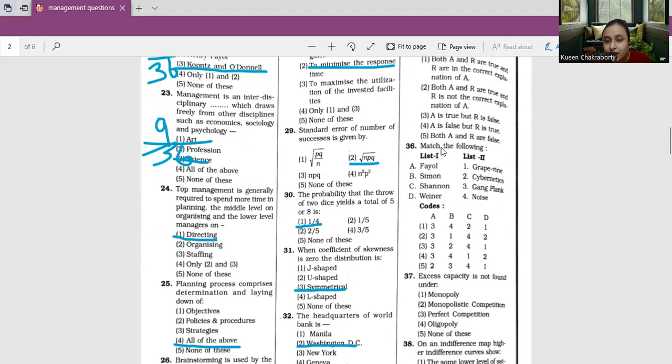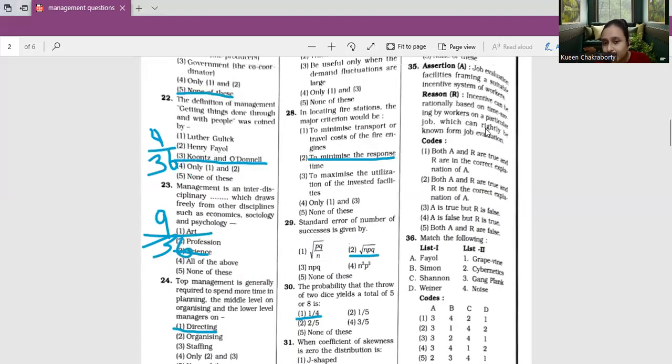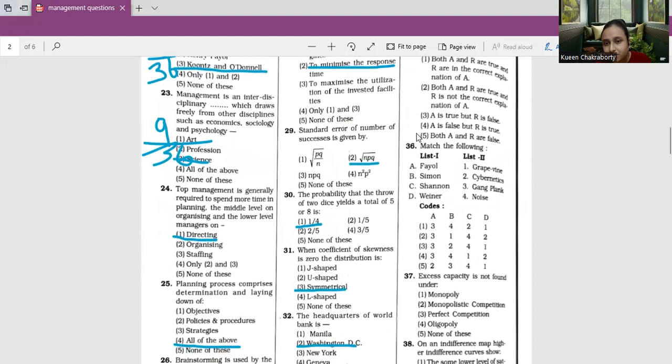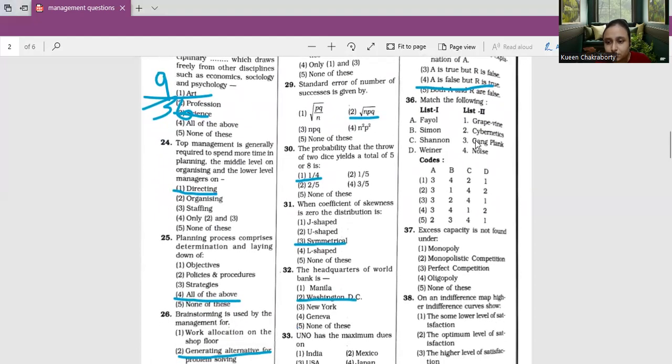As I told you, job evaluation means the bonus given is based on the time saved. Okay, so question number 35 correct answer is 4. That is, A is false but R is true. Next, moving on to question number 36.